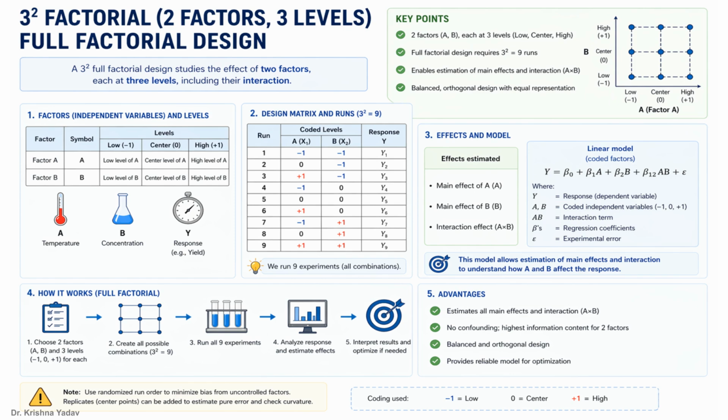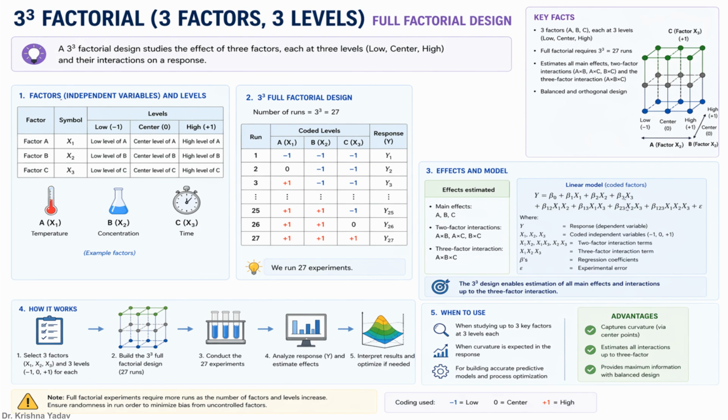A 3-squared full factorial design studies 2 factors, each at 3 levels, requiring 9 runs. It enables the estimation of all main effects and 2-factor interactions, providing a reliable model for optimization. For a 3-cubed factorial design with 3 factors at 3 levels, 27 runs are required. This design estimates all main effects, 2-factor interactions, and the 3-factor interaction, and is balanced and orthogonal.